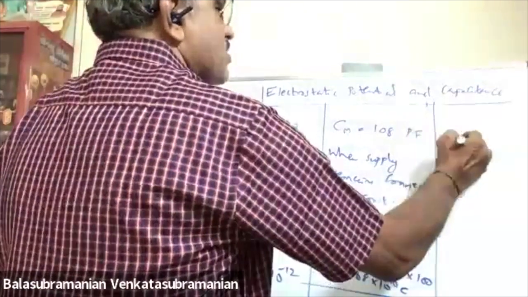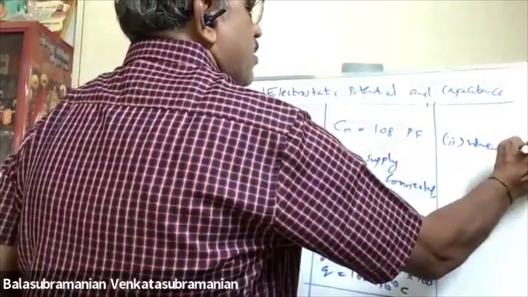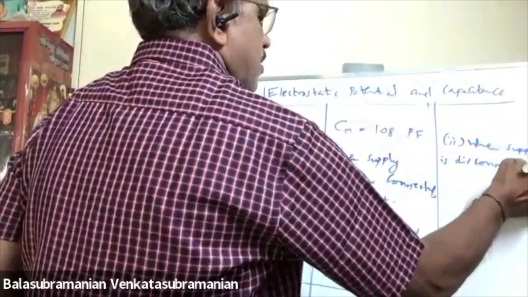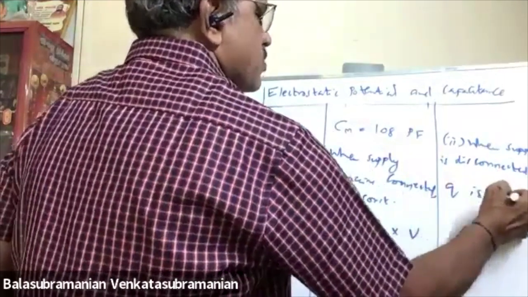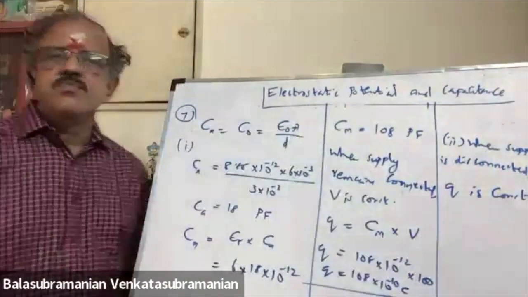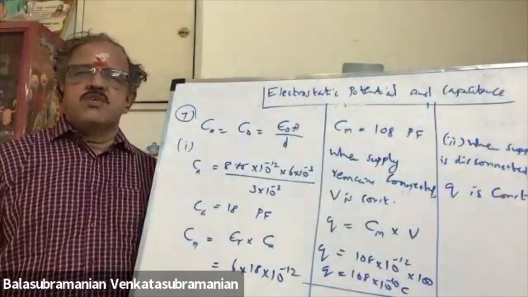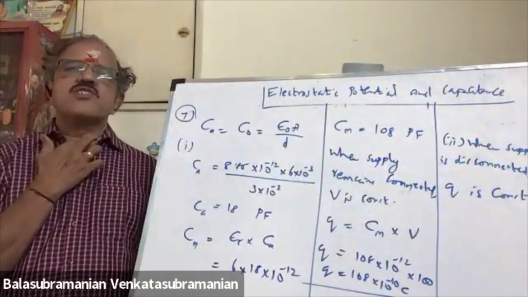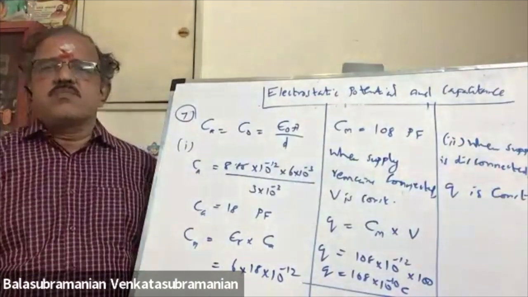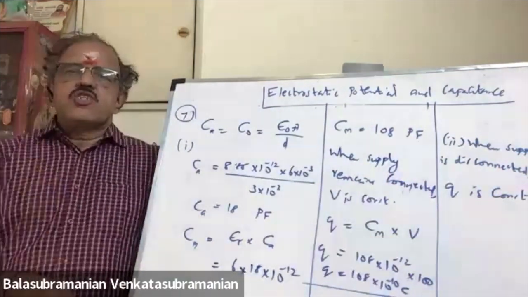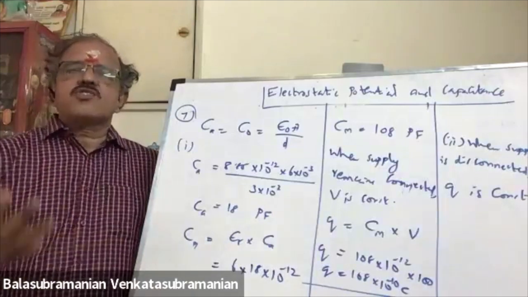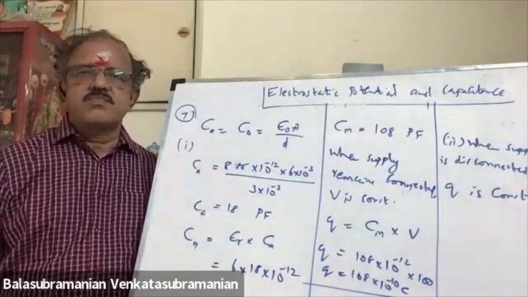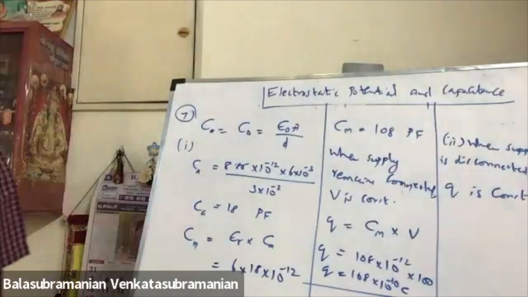When the supply is disconnected, Q is constant. Charge is constant. Suppose you are pumping water through a motor. When the motor is on, water is continuously coming to the overhead tank. When you switch off the motor, whatever water is stored in the tank is fixed. That's called charge here. The charge is fixed. What will happen?